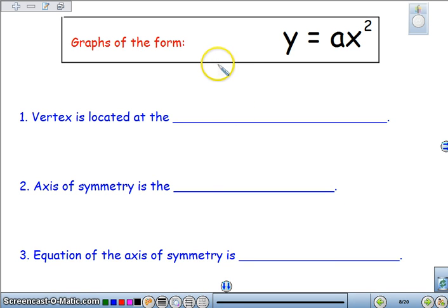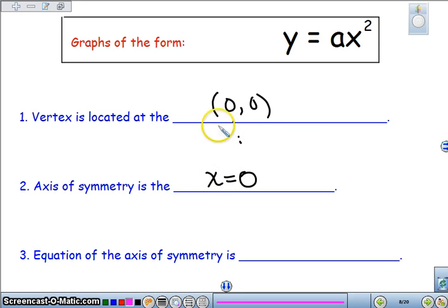All right, so when we look at graphs that are of this form, y equals ax squared, where is our vertex going to be located? Always our vertex is going to be located at 0, 0. Why? Because every time we replace x with 0, we get y is 0. The axis of symmetry, like I spoke before, is always the x coordinate of our vertex, so x equals 0. That's how we get that line, okay? It is always that vertical line. The equation for the axis of symmetry is x equals 0.